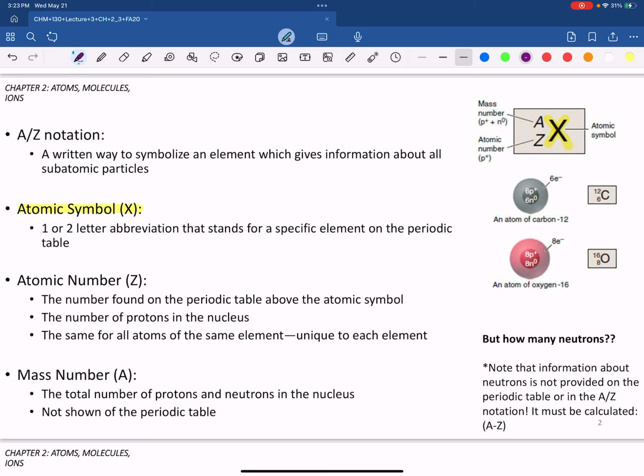Now, the other part of the AZ notation is obviously your A and your Z, which is in your upper left and lower left-hand corner. So here you have the A. The A is the mass number, and your Z is your atomic number. Okay? The atomic number is the number found on the periodic table above the atomic symbol. And they match the number of protons in the nucleus.